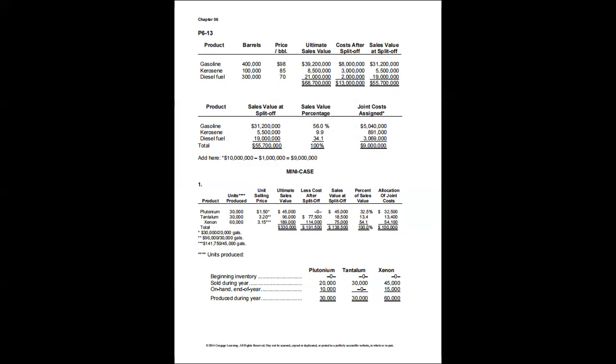Okay, so again, we have the product, sales value at split off. We have the sales value percentage and the joint cost assigned. So we have the total joint cost assigned of 9 million. Here we have 10 million minus the 1 million. We have the cost of 9 million. That's now your joint cost assigned.